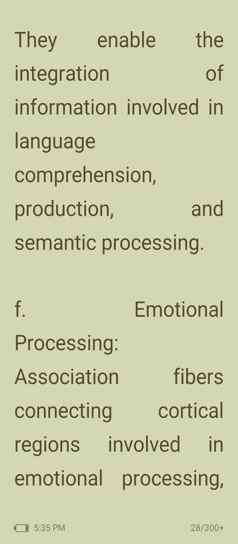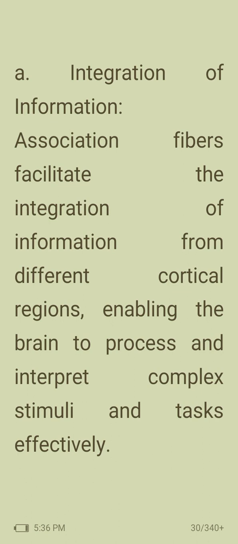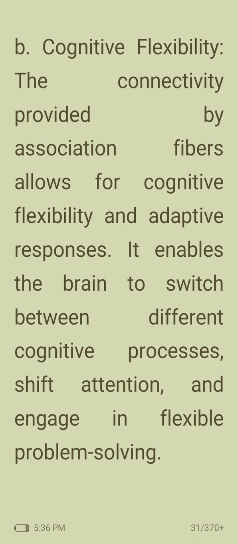Then, emotional processing. Association fibers connecting cortical regions involved in emotional processing, such as the prefrontal cortex, amygdala, and limbic system, contribute to emotional regulation and affective responses. The proper functioning of cortical white matter association fibers is crucial for various aspects of brain function, like integration of information. Association fibers facilitate the integration of information from different cortical regions, enabling the brain to process and interpret complex stimuli and tasks effectively. Then, cognitive flexibility.